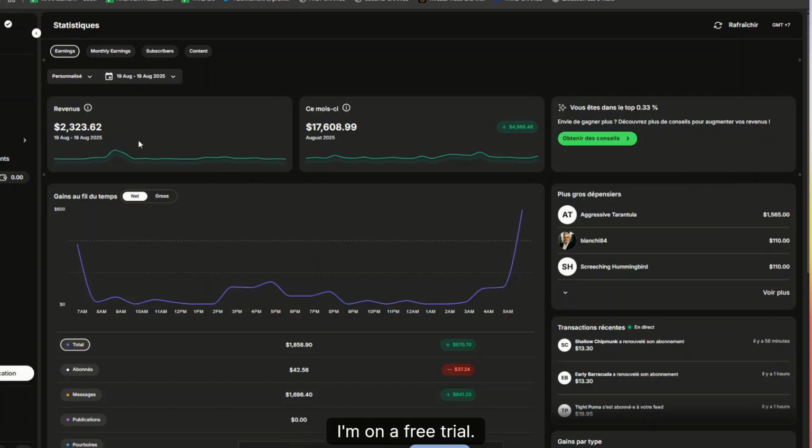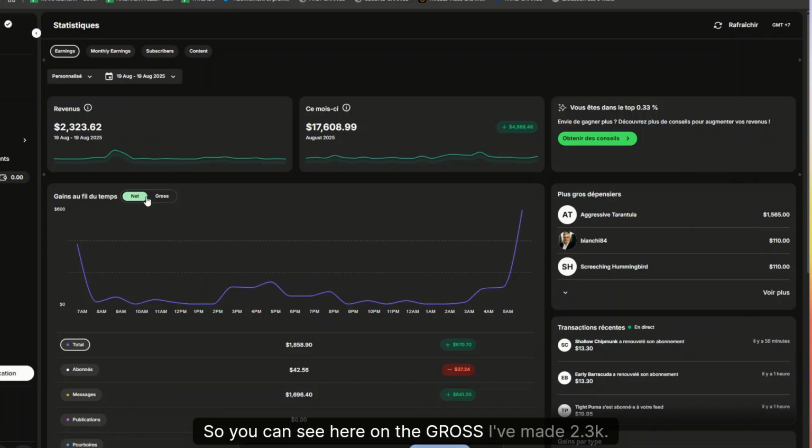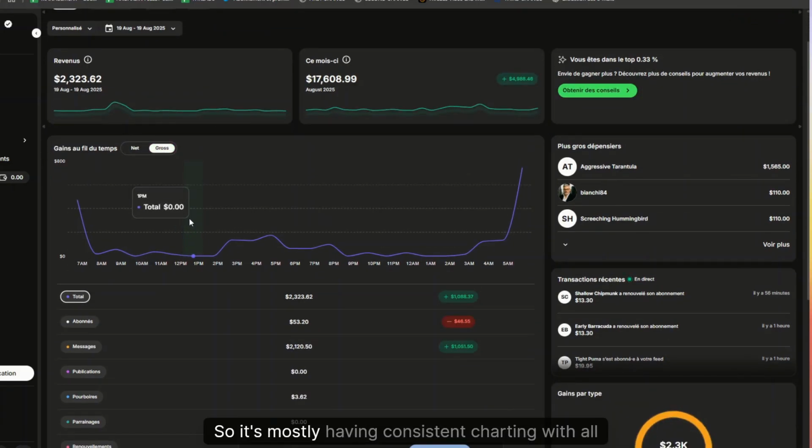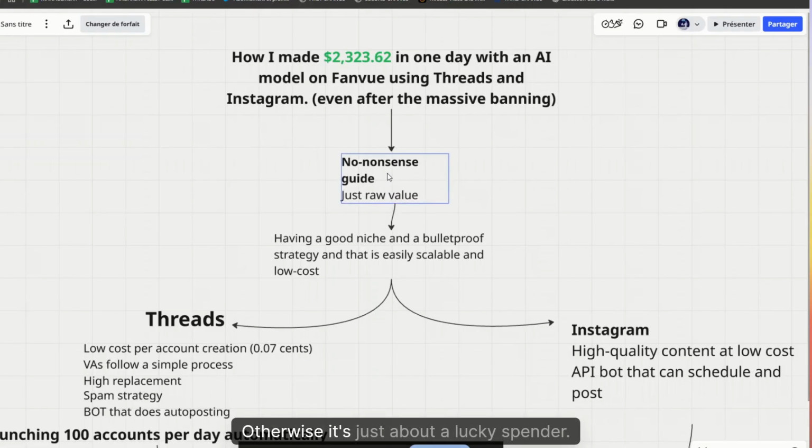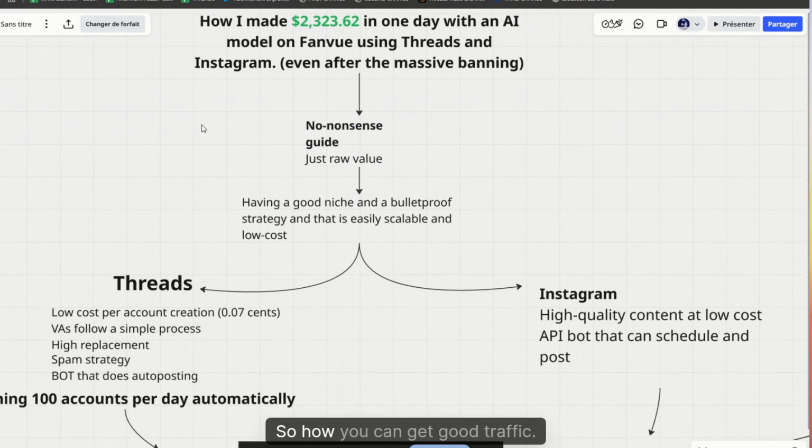I'm on a free trial, so I have a free trial strategy. We make the conversion rate higher and the subscriber qualification better than free follows. So you can see here on the growth, I've made 2.3K. So it's mostly having consistent chatting with all the subs, finding one or two spenders, but mostly getting a good LTV is actually really helpful. Of course, having a lot of traffic is good also, otherwise it's just about a lucky spender. So how you can get good traffic, I'm gonna show you how I do that.